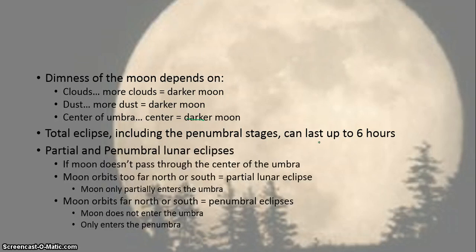All right, and then you can have partial and penumbral lunar eclipses. If the moon doesn't pass through the center of the umbra, and the moon orbits just far north or south, it'll be a partial lunar eclipse because the moon only partially enters the umbra and the rest of it stays in the penumbra. If the moon orbits far north or south and it stays just in the penumbra, so it won't go into the umbra, then that would be a penumbral eclipse because it's completely and totally in the penumbra. It's easy to remember because if it's in both, it's partial.